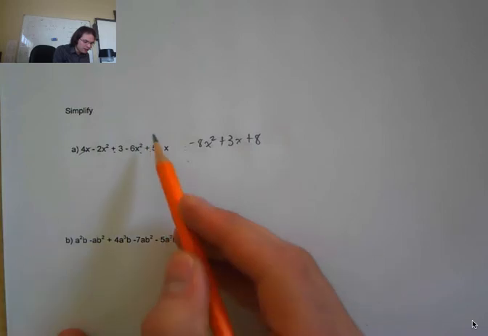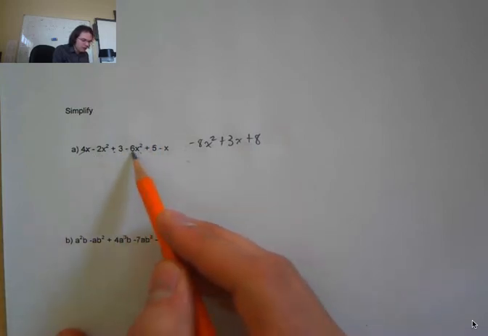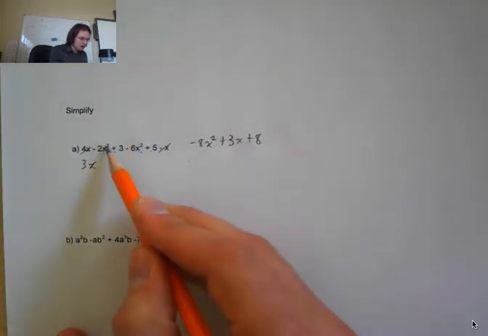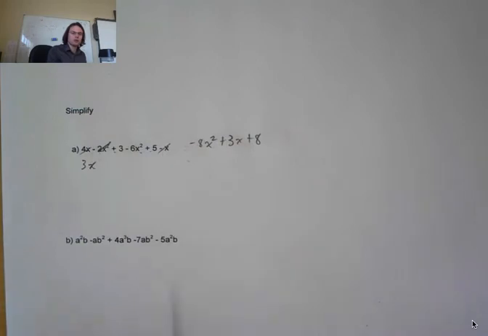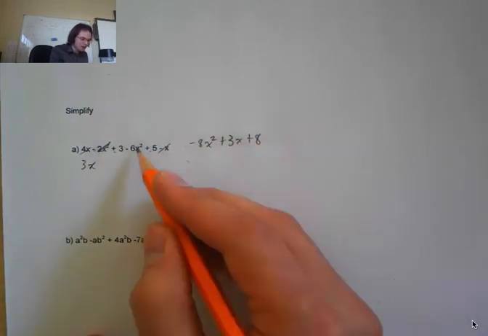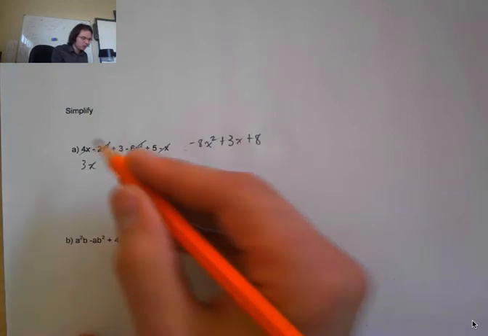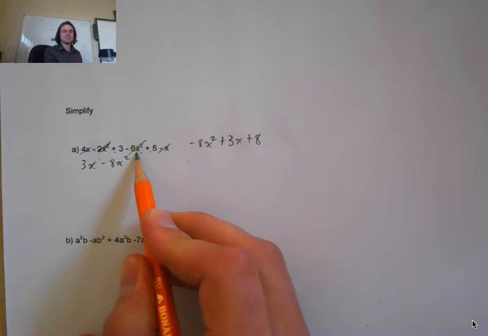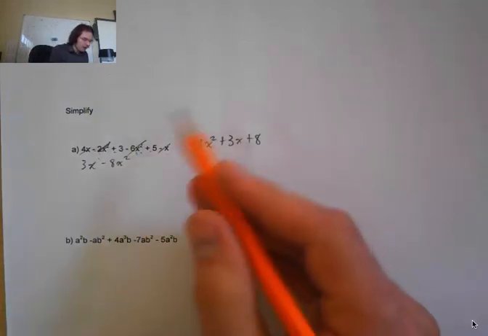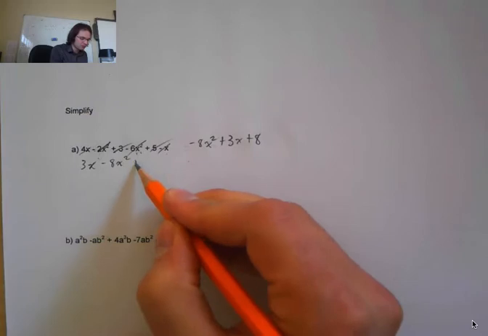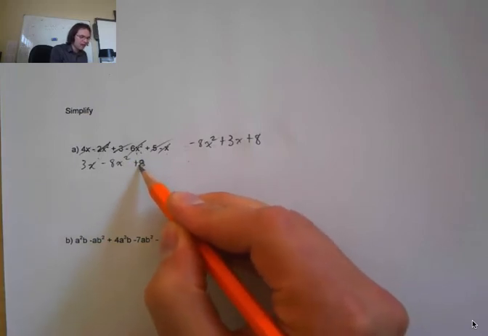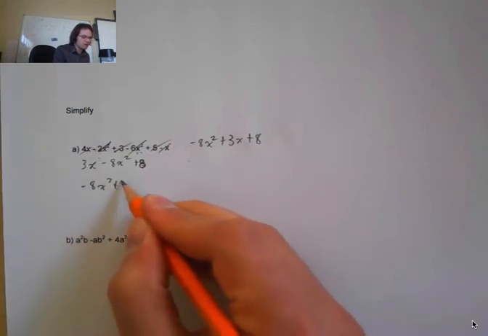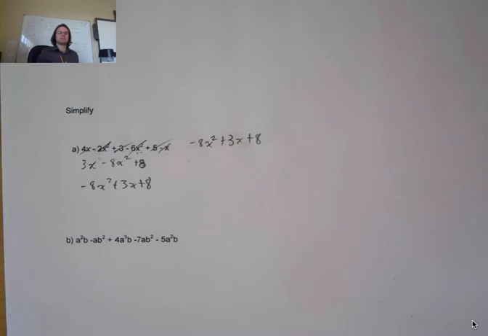So I have 4 x's, and where's another x here? Negative x. So that's going to give me 3x. Then I take a look at this. Notice how I'm canceling off? I have negative 2x squared, and then I have negative 6x squared, which will give me negative 8x squared. Because that's negative 2x squared plus negative 6x squared. My next one here, I have 3 plus 5, which gives me 8. Okay? And we could just rearrange that if I want. Negative 8x squared plus 3x plus 8, which gives me the same answer.